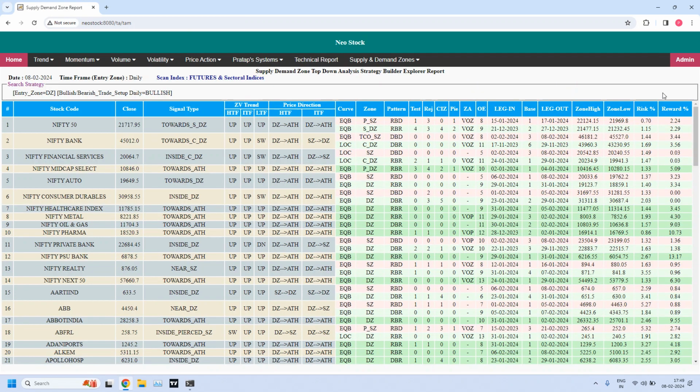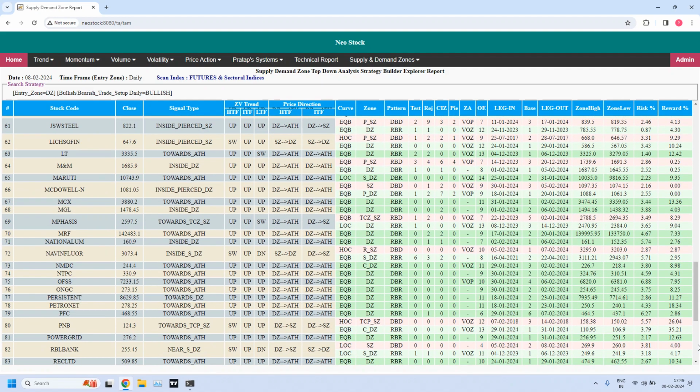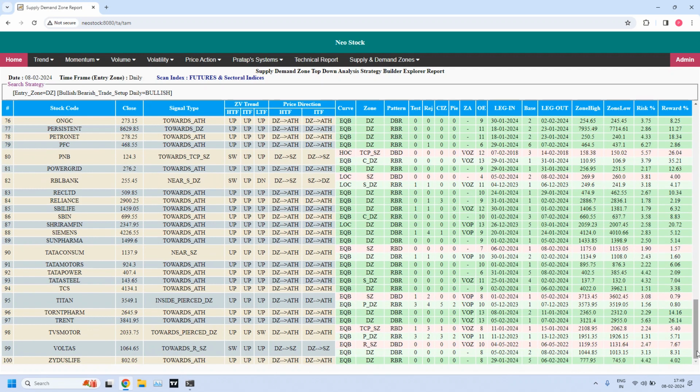Now let us filter. Now it has generated a big list. I will keep on scrolling, but I will be giving you only few seconds time. So you need to pause the video and then you need to study the parameters of the stocks you want to refer. Let me scroll down. So total 100 stocks are supporting bullish trade setup. But because it is not possible for us to analyze all these stocks, let us filter the list step by step by adding some parameters.